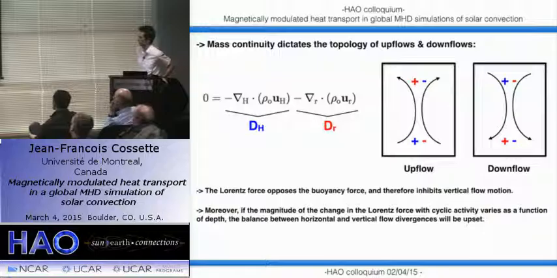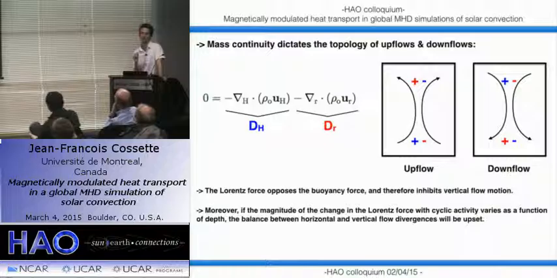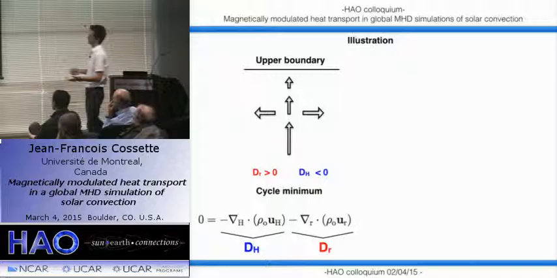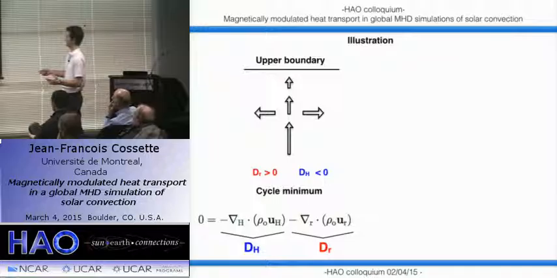We've seen that the Lorentz force opposes the buoyancy force and therefore inhibits the vertical motion. Moreover, if the magnitude of the change in Lorentz force with cyclic magnetic activity varies as a function of depth, then the balance between the horizontal and vertical flow divergences will be upset. Because if you suppress the flow in such a way that you induce gradients in the velocity field, which means either increasing or decreasing this term here, this one is going to have to either increase or decrease. And this way, you could drive heating or cooling of the flow structure, which is what we are after here. So that's just a cartoon picture of what could happen.